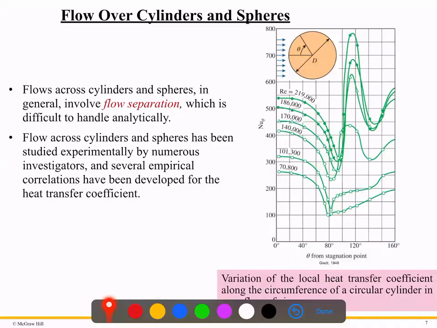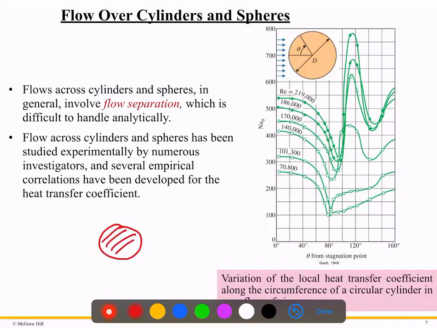Okay, so now we'll try to understand what will be the heat transfer conditions when the fluid is flowing over a cylinder or a sphere. This is very important, and we will get a lot of charts and tables for this section. This is all of you know.